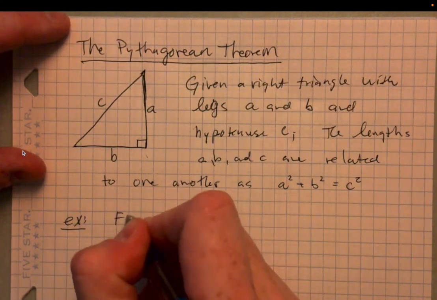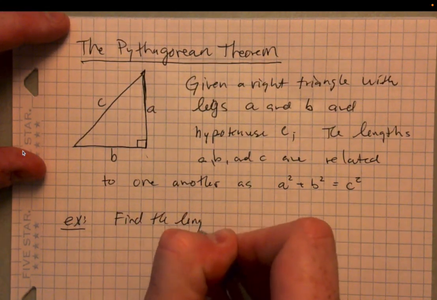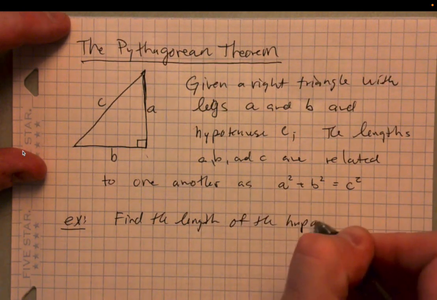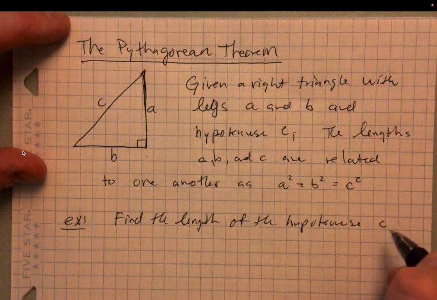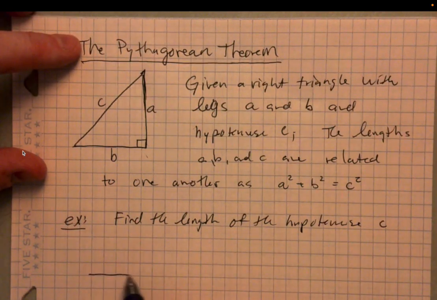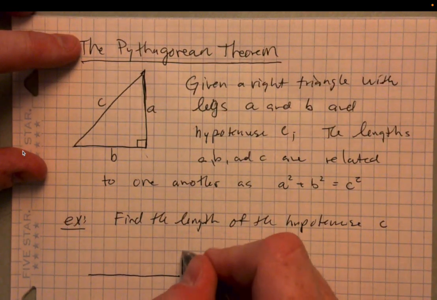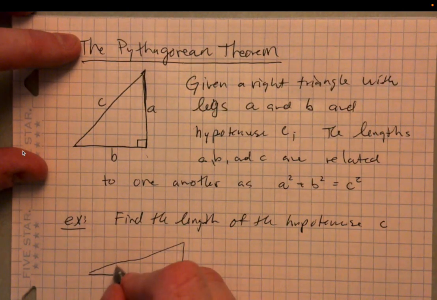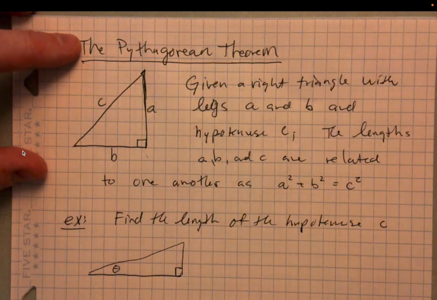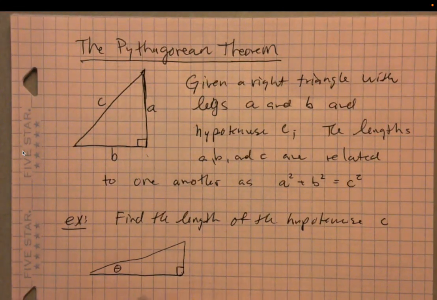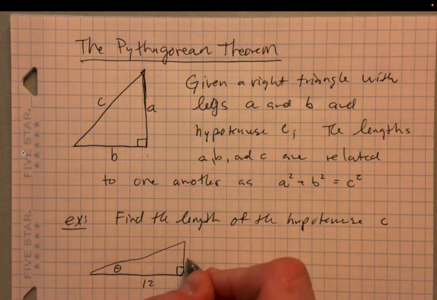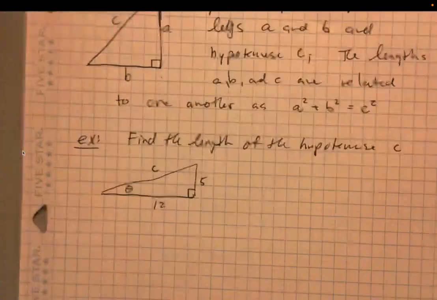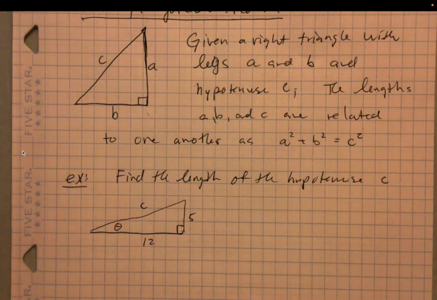Let's find the length of the hypotenuse C for this triangle. Let me draw this out. And the triangles may or may not be drawn well. Let's say we've got a theta over here, and we've got a right angle there. And let's say that this side is 12, this side is 5, and then the hypotenuse is unknown. What can we do? We want to know what C is.